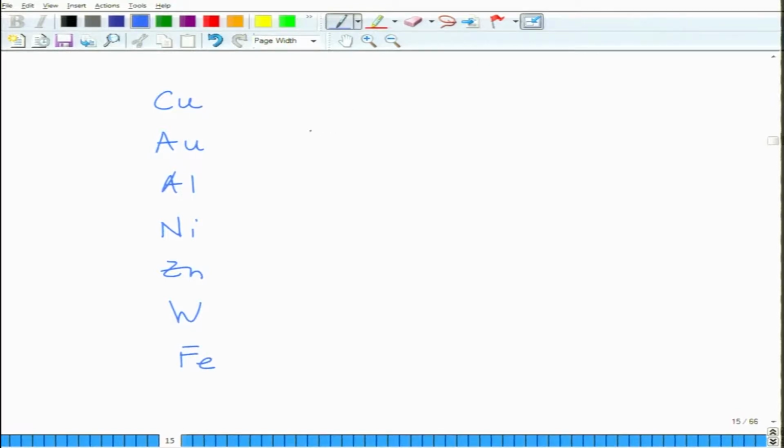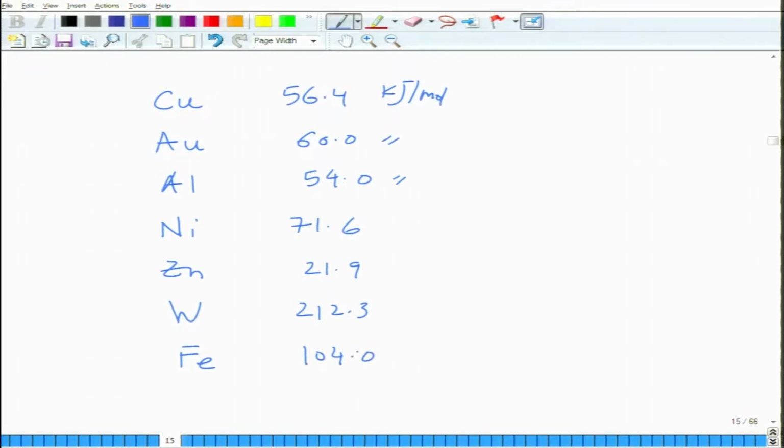So copper has a bond energy of 56.4 kilojoule per mole, gold has a value of 60, aluminum has a value of 54, nickel has a value of 71.6, zinc has a value of 21.9, tungsten has a value of 212.3, and iron has a value of 104. And by our experience we know which has the highest melting point of these.